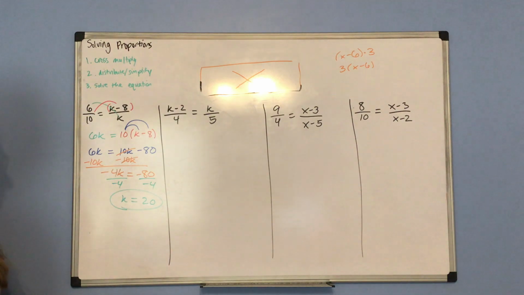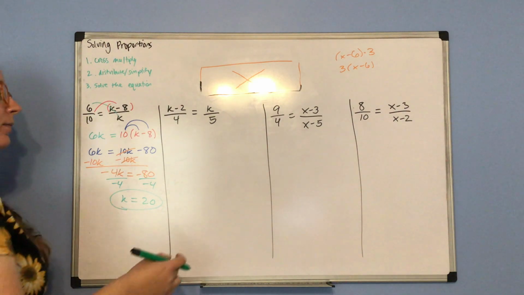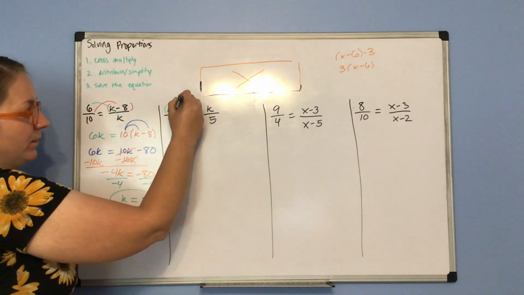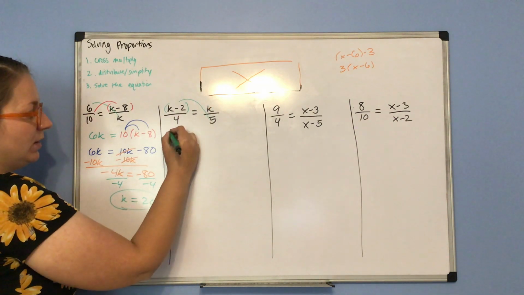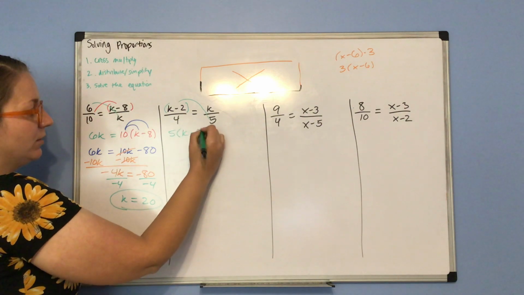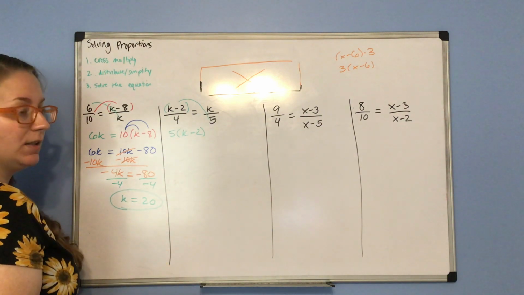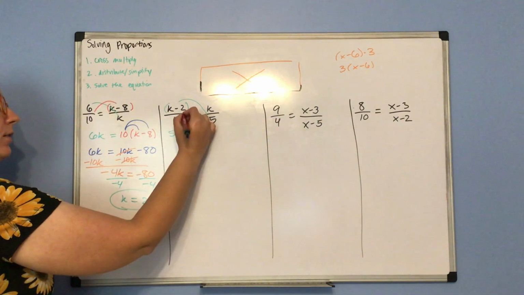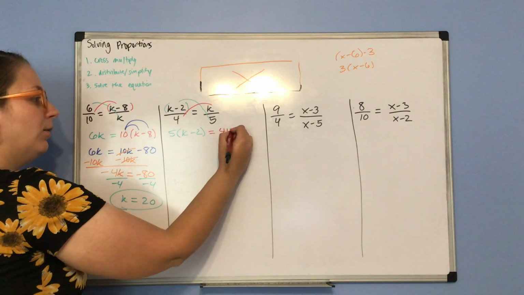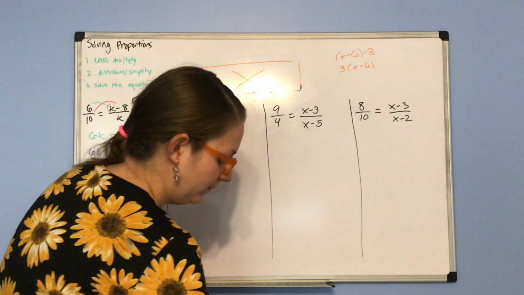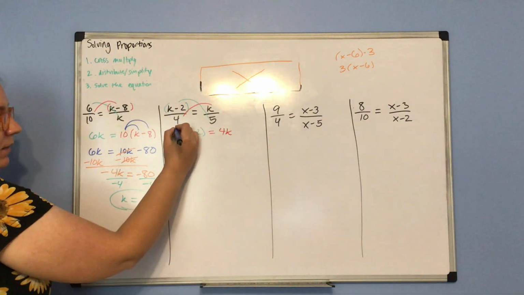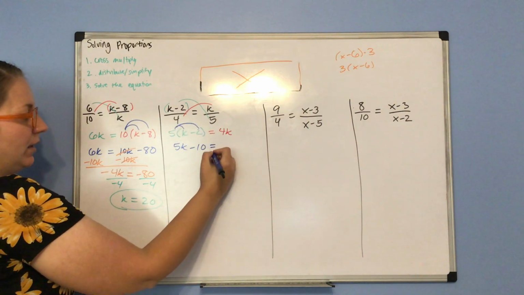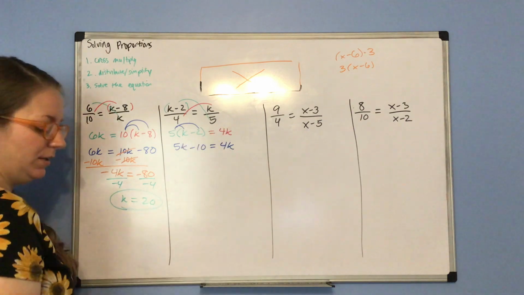The rest of these are going to work pretty similarly, just more practice. So with this one, I'm going to go ahead and put that in parentheses so I don't forget. K minus 2 times 5 is the same as 5 times k minus 2. You can switch the order for whatever makes sense for your brain. On the other side of the equal sign, we have 4 times k, or 4k. Now let's distribute. 5 times k is 5k. 5 times negative 2 is negative 10. 4k stays the same.